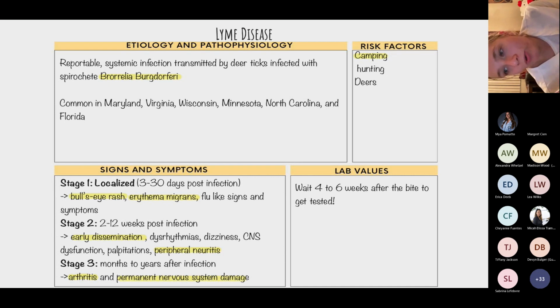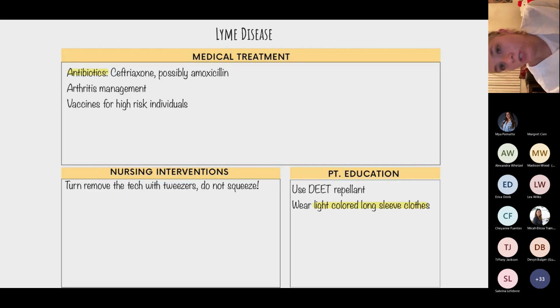Unfortunately, it takes about 4 to 6 weeks to get tested for Lyme disease, but if patients present with that bullseye rash, the symptoms, the history matches up, they went camping, we're usually going to prophylactically treat them. It's actually quite easy to treat Lyme disease. We just simply treat it with antibiotics, okay?